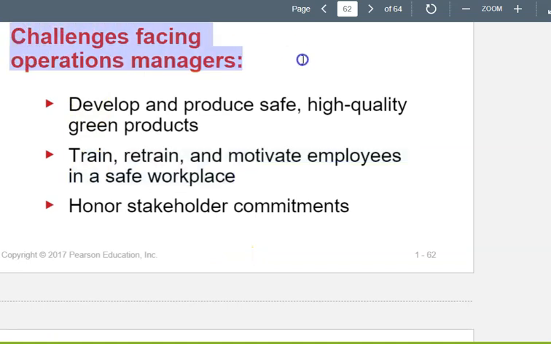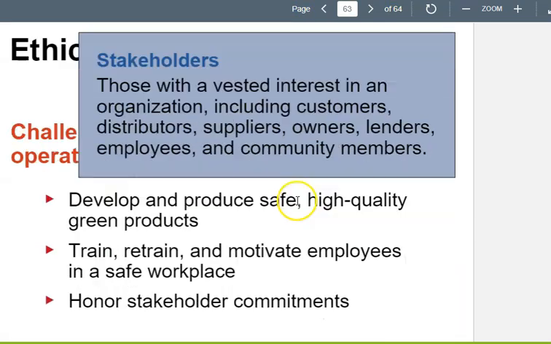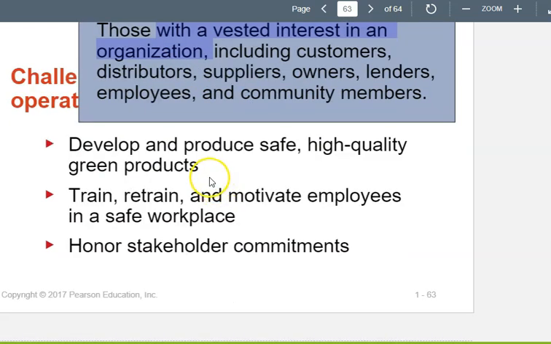So challenges facing operations managers: develop and produce safe, high quality and green products, retrain and motivate employees in a safe workplace, honor stakeholder commitments, and you know what stakeholders are, right? Those with a vested interest in an organization, including customers, distributors, suppliers, owners, lenders, and employees.